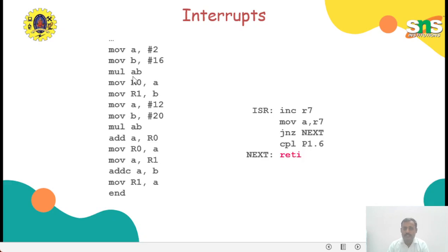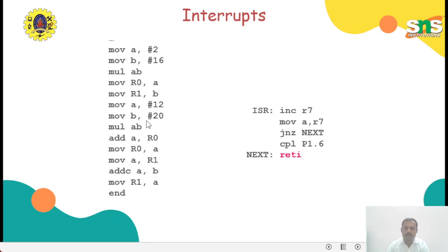Actually 2 and 16 are 8-bit data. Once you multiply, you get 16-bit data. The lower byte will be available in the accumulator, and the higher byte will be available in the B register. So I am going to store the values: MOV R0, A, the lower 8 bits will be stored to R0, and MOV R1, B, the higher 8 bits will be stored to R1.